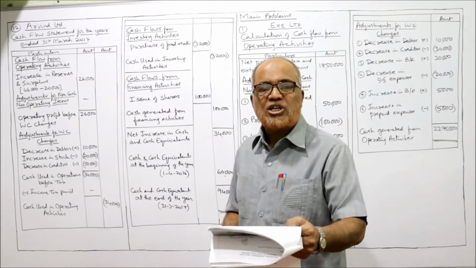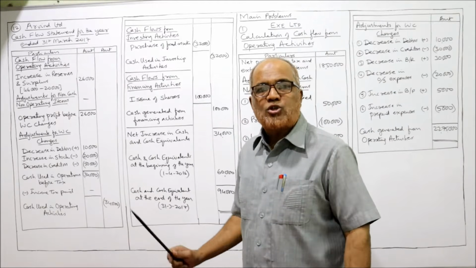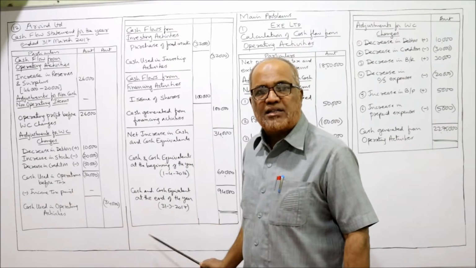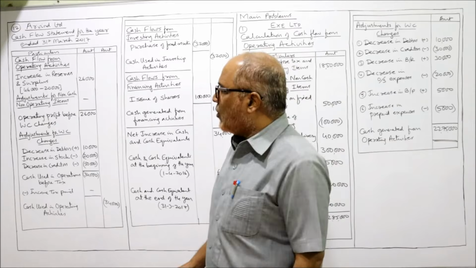That's all. Cash and cash equivalent we will take last. We should not consider it as a current asset. The cash and cash equivalent we will take lastly. So we have taken all the items.